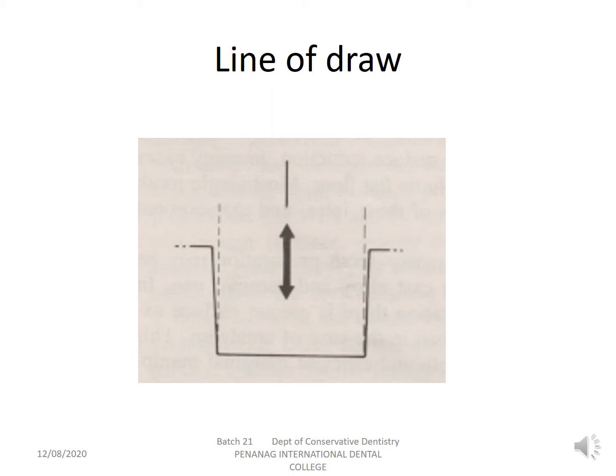So this is line of withdraw. During the entire preparation, you keep the burr parallel to the long axis of the tooth. So you get a slightly diverging wall which is about 2 to 4 degrees. This line of draw and this divergence is very important because after the preparation it enables you to take an impression as well as seat the restoration after it comes back from the lab.